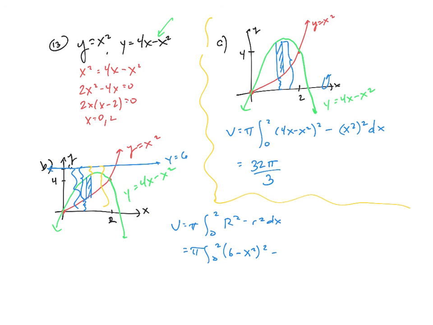So here we go. So the whole distance minus the green. And I'm going to distribute the negative there. And then that gets squared. We have to be very careful when we put that in our calculator. So 0 to 2. Put that in the calculator, and we're going to get 64 pi over 3.